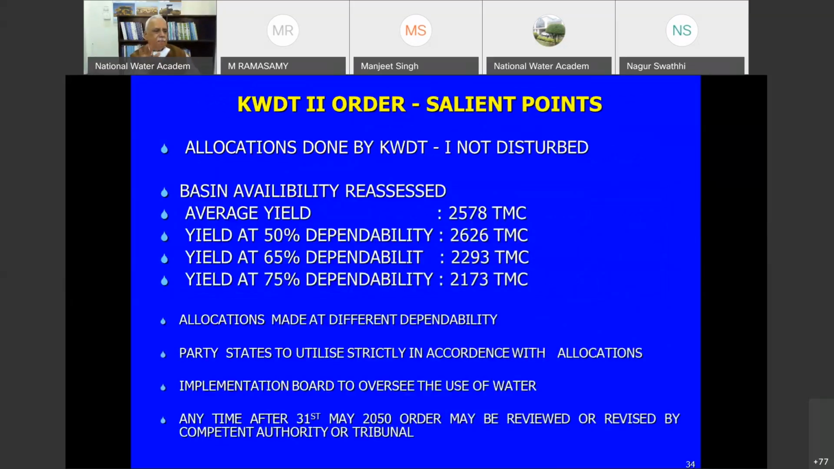Finally, they came to the allocation. Allocation done by KWDT1, not disturbed. Done by this honorable tribunal. Parties to utilize strictly in accordance with the allocation given by this tribunal. Allocation has been made by this tribunal at different dependabilities. This tribunal has also directed constitution of an implementation board for implementing their decision to oversee the use of water, and they also provided that after 31st May 2050, this decision can be reviewed and revised if necessary by the competent authority or by the tribunal.